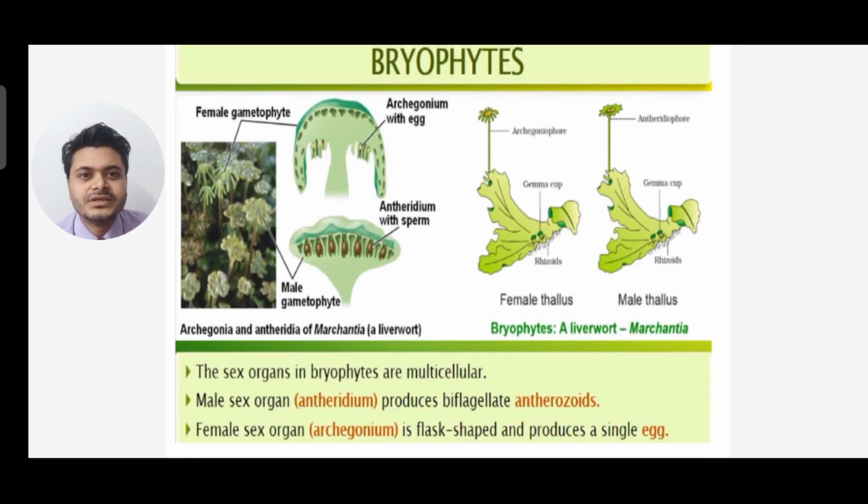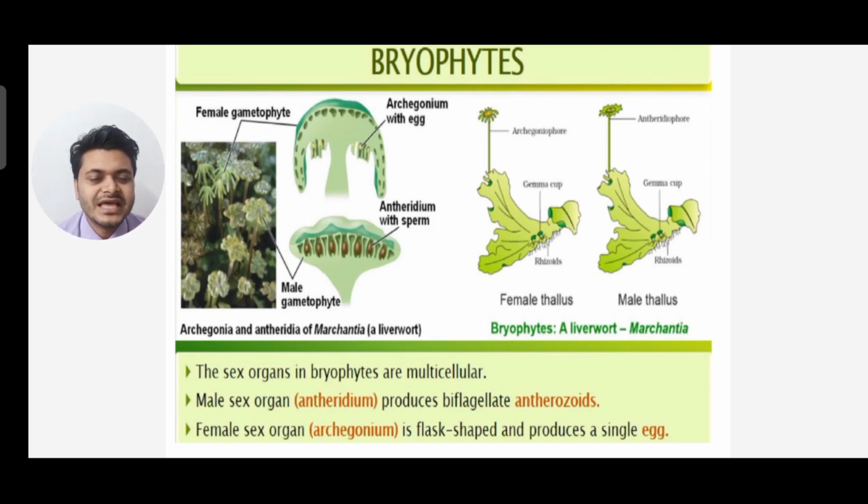Now you can see the sex organs, male sex organs and female sex organs. You can see archegonia and antheridium of Marchantia, that is a liverwort, alright. So the sex organs in bryophytes are multicellular. The male sex organ is called antheridium, which produces biflagellate antherozoids, and the female sex organ is called archegonium. It is a flask-shaped structure and it produces a single egg, all right?